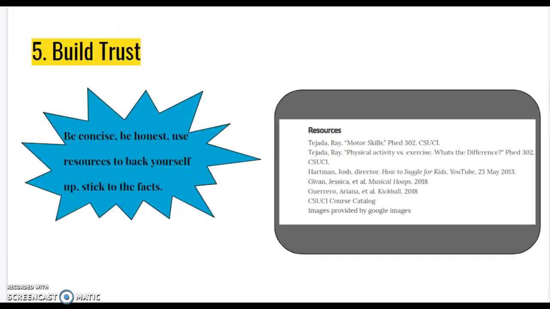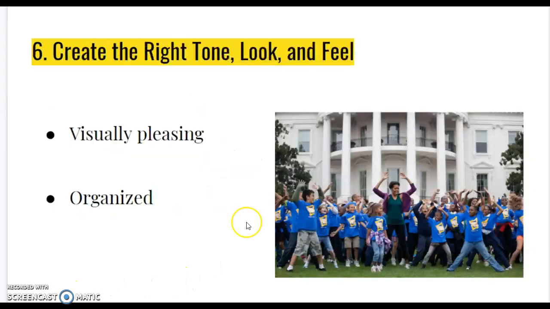Number 5 is to build trust. I made sure to cite all of my sources, but I also made sure that I am myself a reliable source. Everything I put on my page is my own or cited here in my resources. It is important to be concise and honest and make sure that you are sticking to the facts.